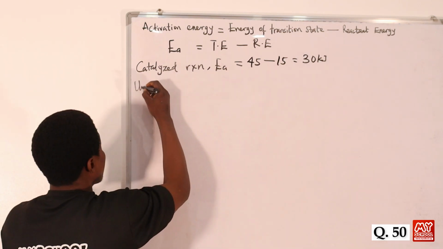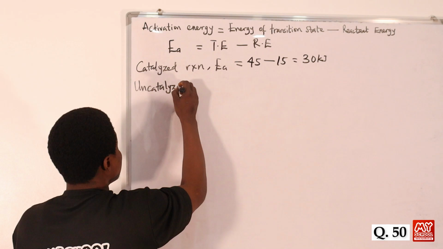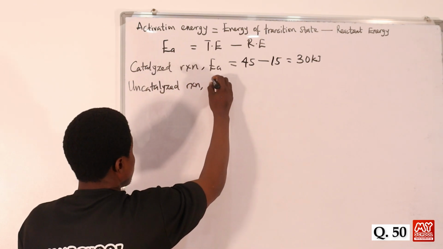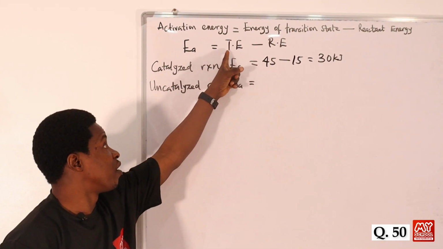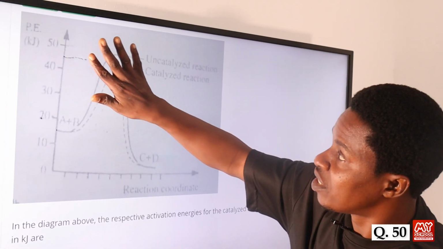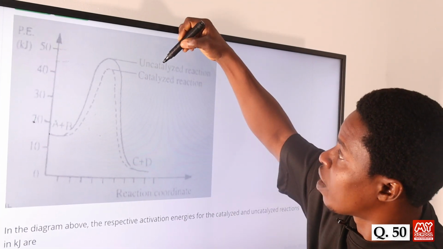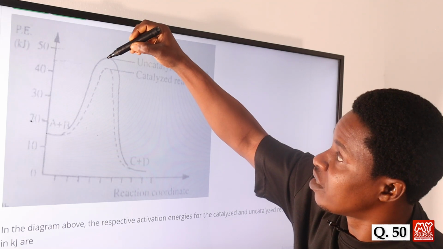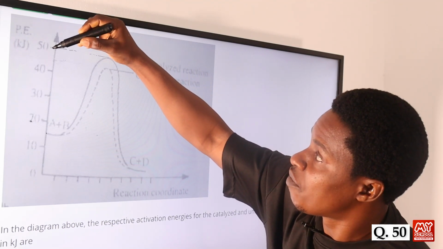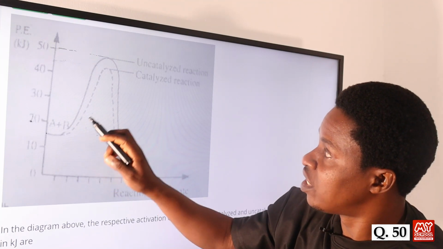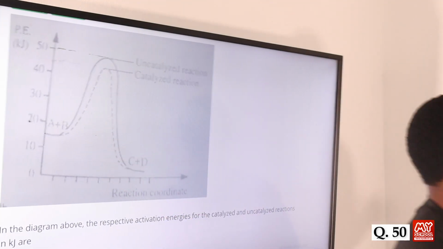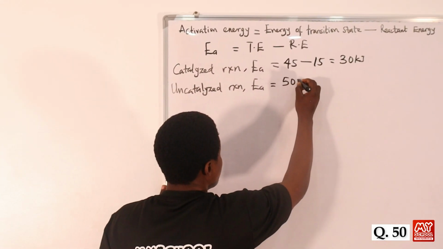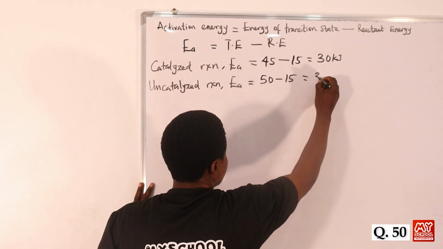So let's look at the uncatalyzed reaction. Of course the activation energy still remains the transition energy, the energy of the transition state. Let's look at that. We are not considering this one again now. What we are considering now is the uncatalyzed, this point here. So that's the transition state now, the energy. You can trace it here. Let's say we have 50 here, while the reactant energy, of course, still the same here, is still 15. So we have 50 minus 15. Let's go back here. We have 50 minus 15, which is 35 kilojoules.